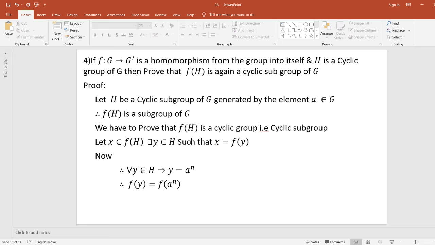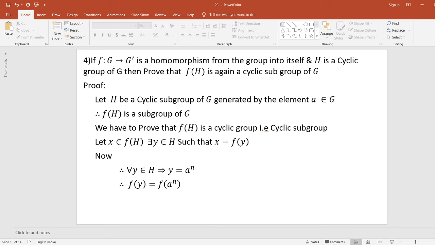Next, if f from G to G dash is a homomorphism from the group G into itself, and H is a cyclic subgroup of G, then prove that f of H is also a cyclic group. H is a cyclic group which is generated by the element a. Consider like this: f of H is a subgroup of G because H is a cyclic subgroup of G. We have to prove that f of H is a cyclic subgroup.